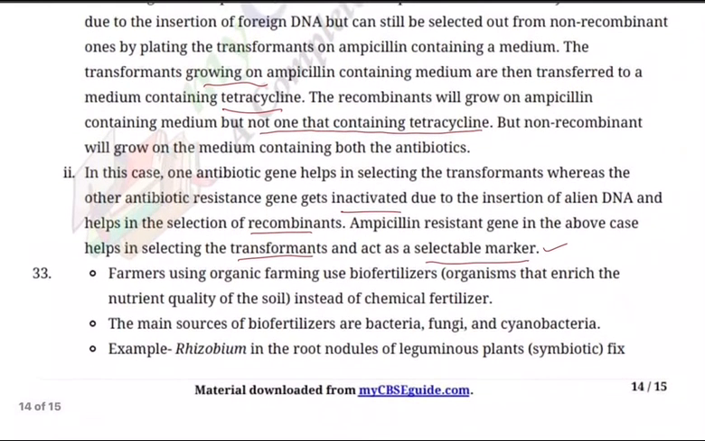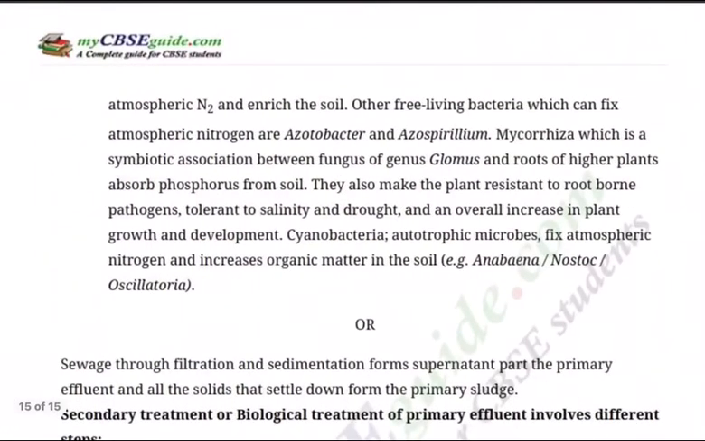We come to the last question. Explain the interrelationship between organic farming and biofertilizers with the help of any 3 suitable examples. Farmers using organic farming use biofertilizers, organisms that enrich the nutrient quality of the soil, instead of the normal chemical fertilizers that farmers normally apply. The main sources of biofertilizers are bacteria, fungi and blue-green algae, cyanobacteria.